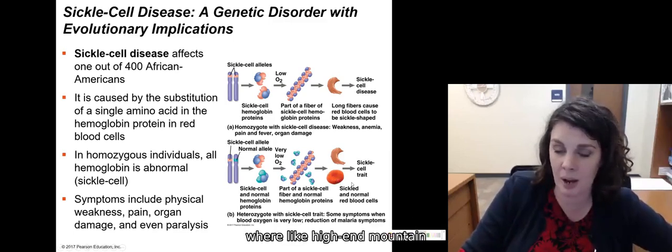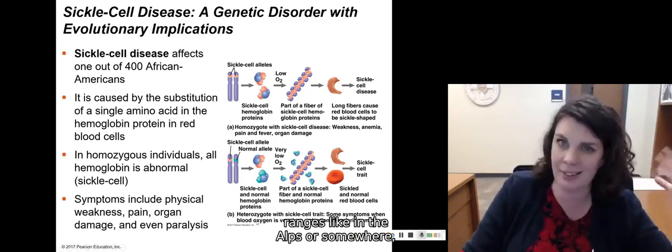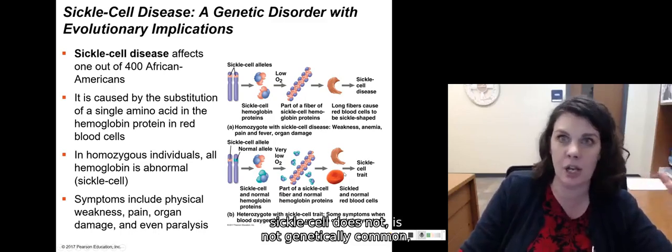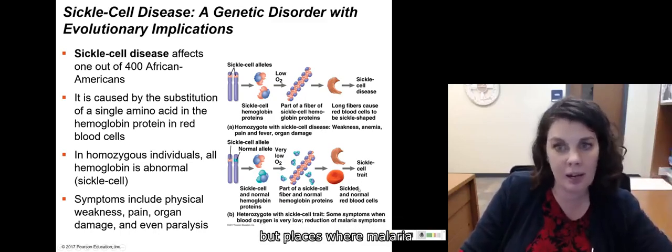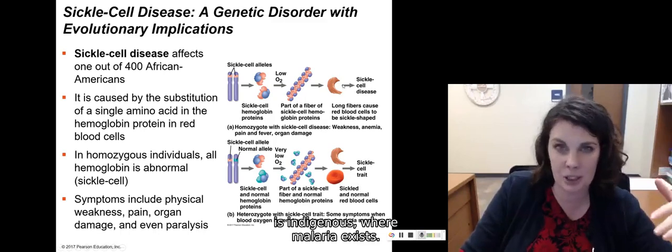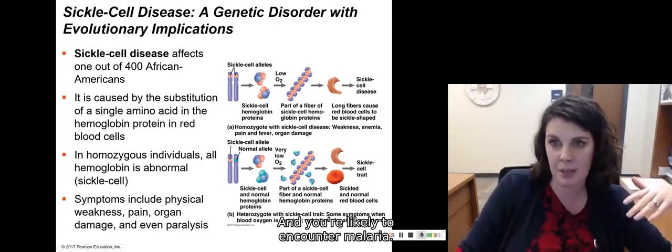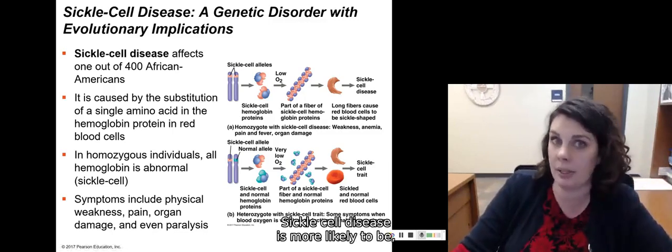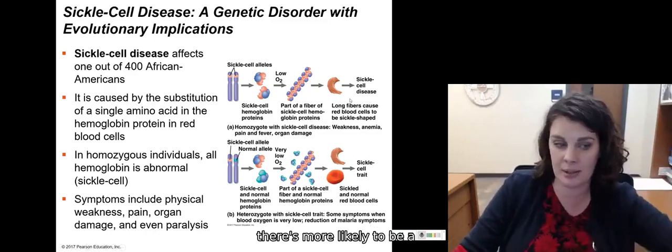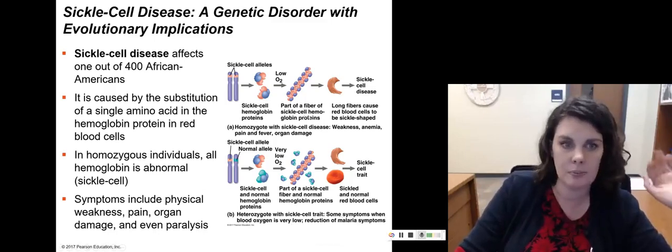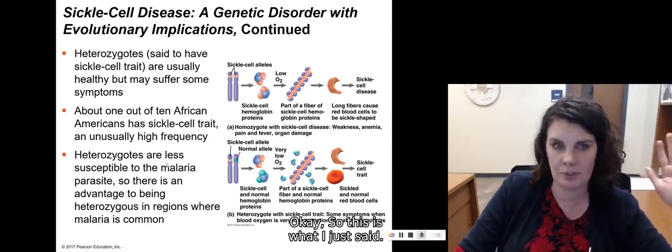So we see places high in mountain ranges, like in the Alps or somewhere, where sickle cell is not genetically common. But in places where malaria is indigenous, where malaria exists and you're likely to encounter it, you see sickle cell disease is more likely. There's more likely to be a genetic history of sickle cell disease.